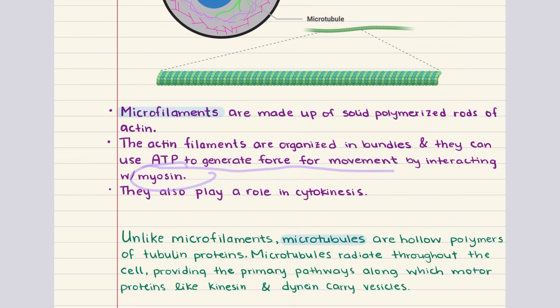Another important function of microfilaments is during cell division. In the final step, called cytokinesis, actin filaments form a ring around the middle of the dividing cell, and this ring tightens and eventually pinches the cell into two new daughter cells.